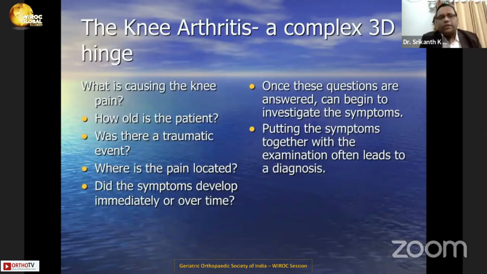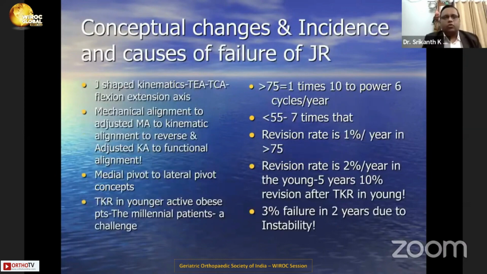We all know the knee is a complex three-dimensional hinge. It's not only like a door that opens, but also imagine the door rotating 360 degrees in that axis. So it makes the whole thing challenging. The conceptual changes and the reasons for the failure.